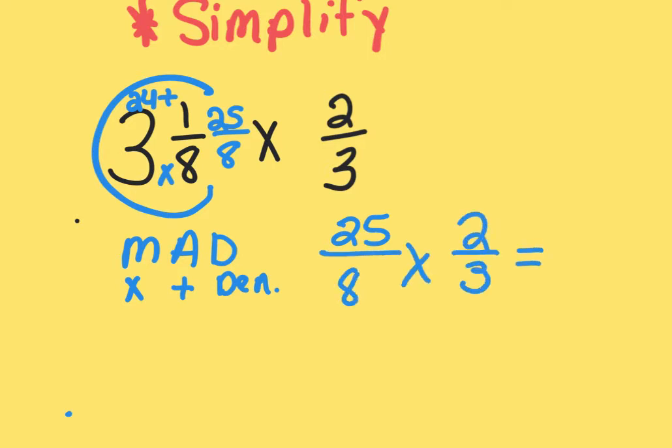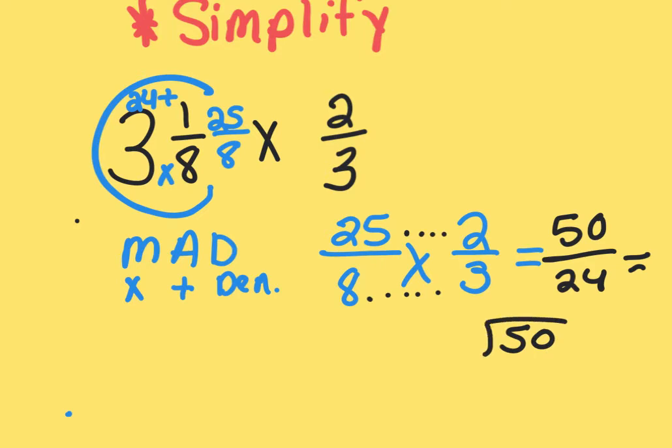All I do now is multiply straight across. 25 times 2 is 50. 8 times 3 is 24. I notice that I have an improper fraction, so now I'm going to have to convert it back into a mixed number. So 50 divided by 24 goes 2 times.